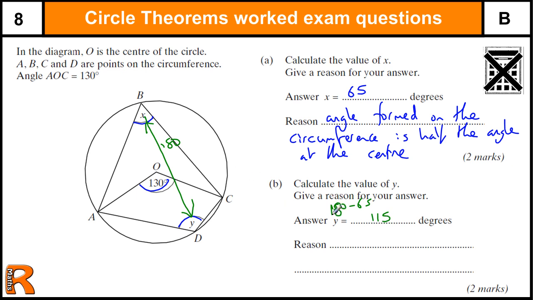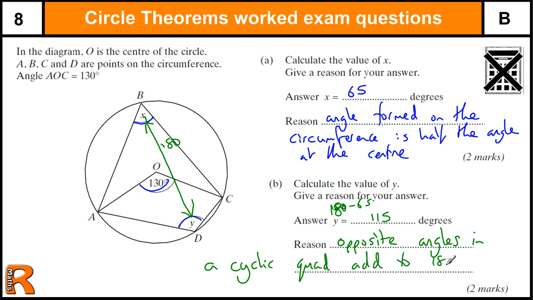Tidy that up a little bit, 180 minus 65. And the reason why: opposite angles in a cyclic quadrilateral add to 180 degrees.